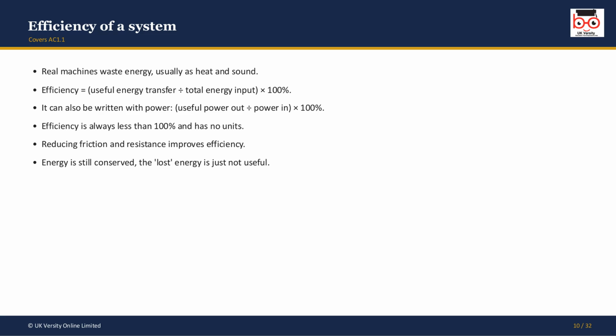Real machines never manage to turn all their input energy into something useful. Some always leaks away as heat and sound. Efficiency captures this. It's the useful energy transfer divided by the total energy input times 100 to make a percentage. You can write it with powers just as easily. Useful power out over power in. Efficiency is always below 100% and has no units, and reducing friction and resistance is how you nudge it higher. Do note, energy is still conserved. The so-called lost energy simply isn't useful to us.